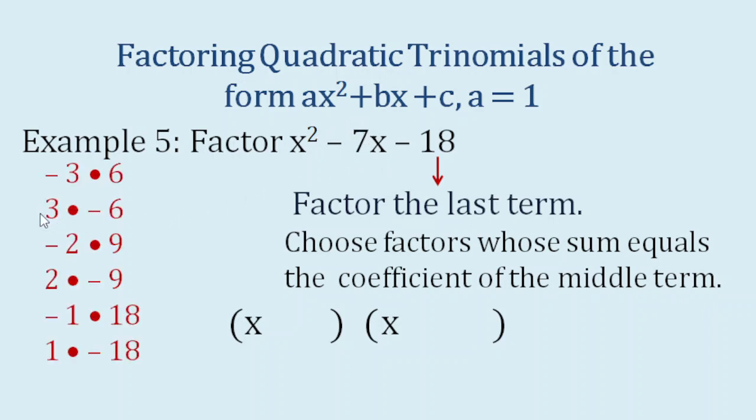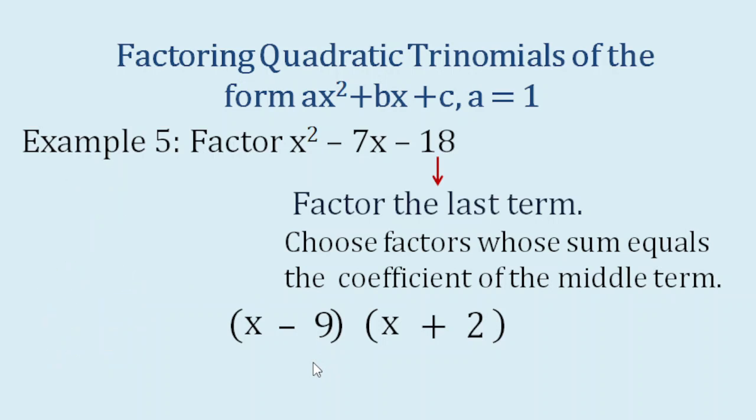Then I have here factors of negative 18. So which of these factors will give us the sum of negative 7? It's 2 and negative 9. So therefore, we have these factors: the quantity x minus 9 times the quantity x plus 2.